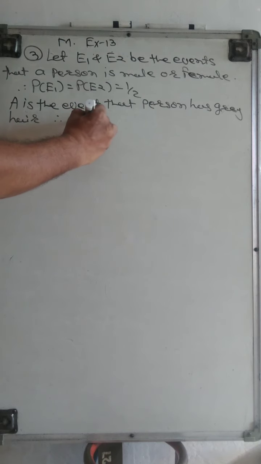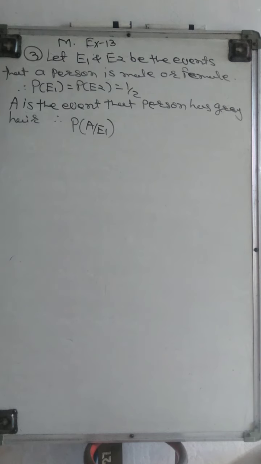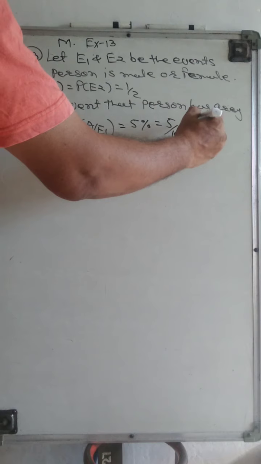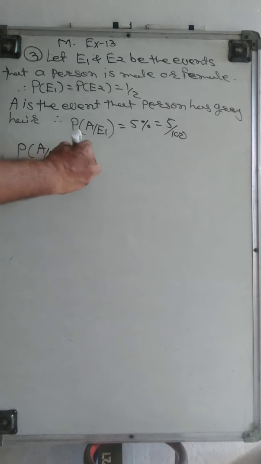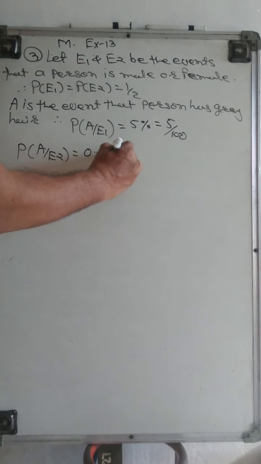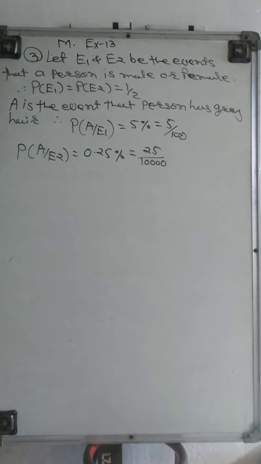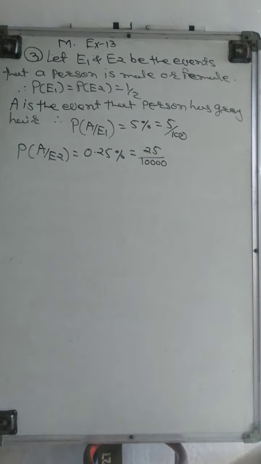Therefore P(A|E1) means a person is male and he has grey hair, then the probability is 5%, or 5/100. Okay, and P(A|E2), what is it? P(A|E2), the woman having grey hair, is 0.25 percent. It is 25/10,000, right? So we put it as it is.